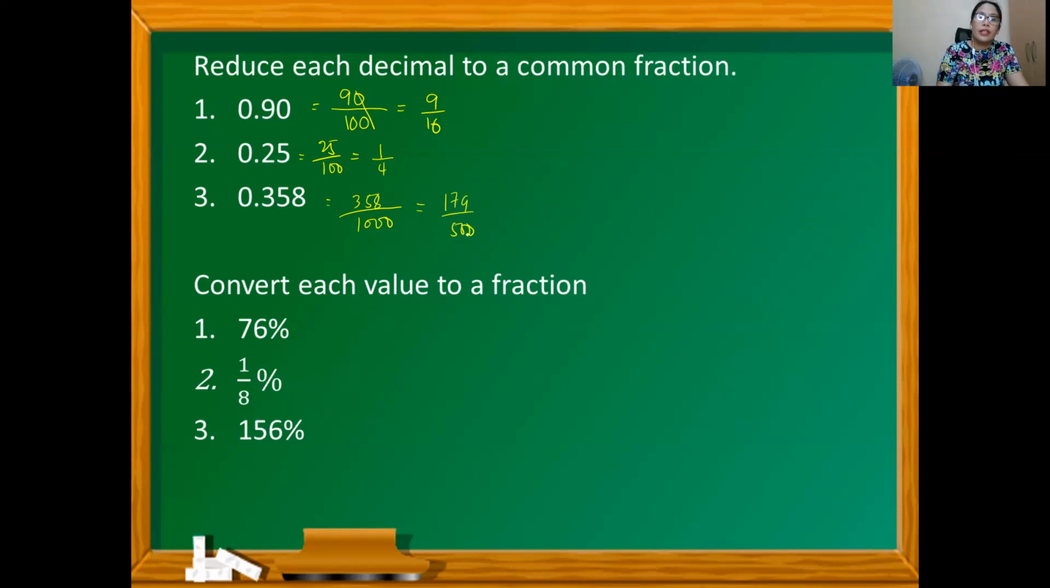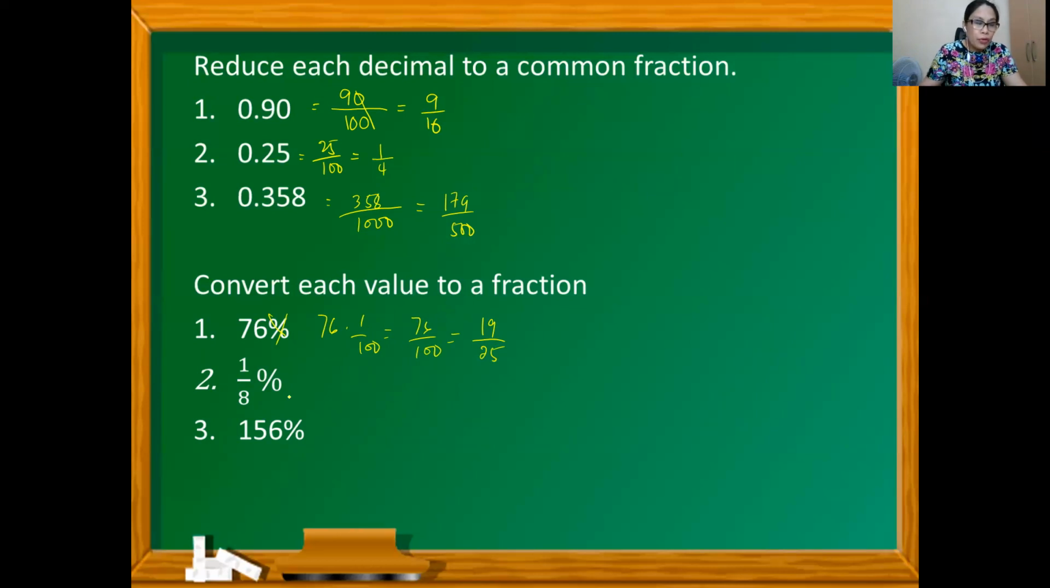Now, in converting each percent value to a fraction, we just drop the percent symbol. Then we will multiply each by 1/100, and we will reduce the fraction to its lowest term. So we drop this, and then we multiply 76 by 1/100. So this is 76/100, and to its lowest term, this is 19/25.